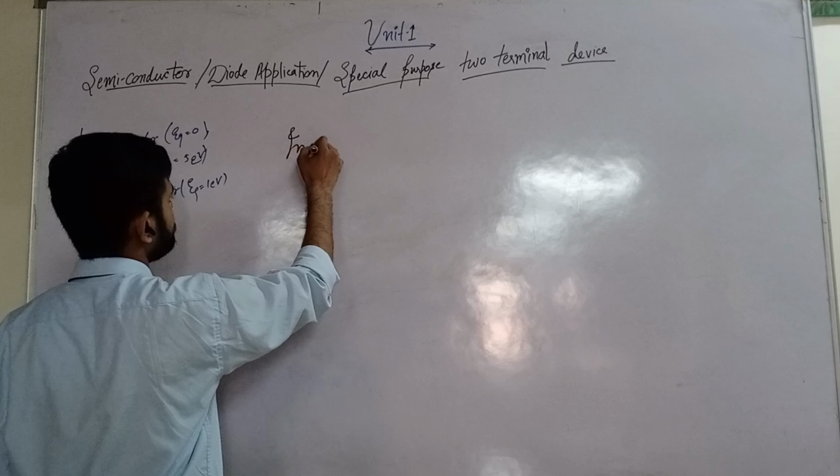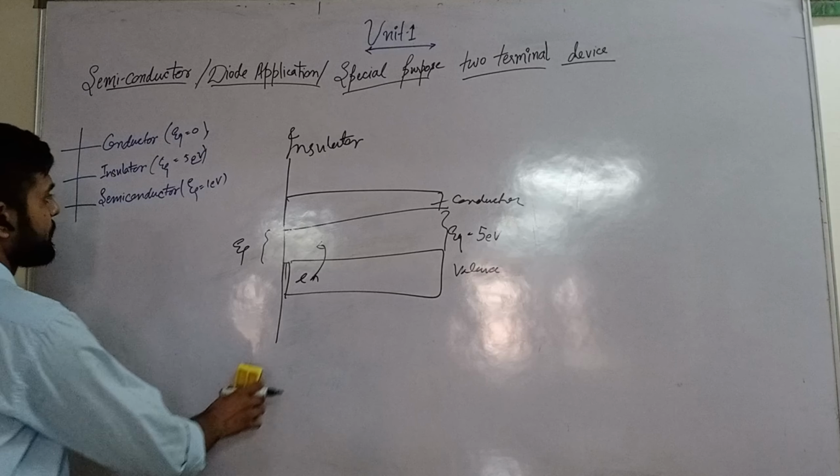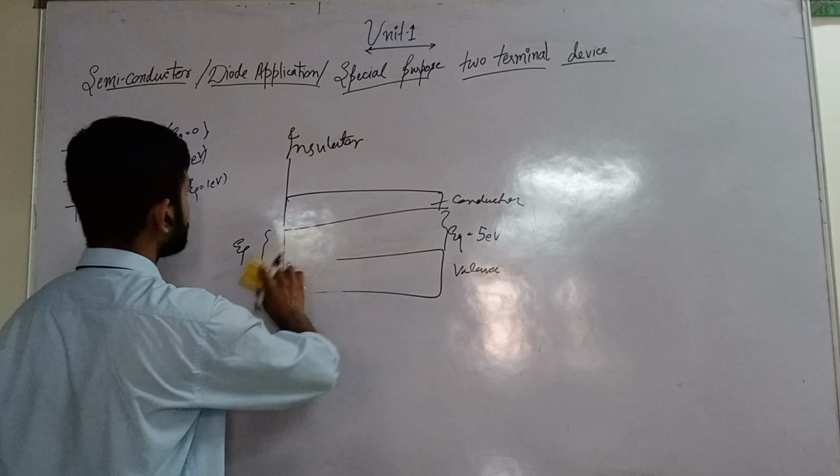Let us go to the insulator. This is the conduction band and this is the valence band. The gap Eg is equal to 5 electron volts. The gap is very high, so electrons cannot jump to the conduction band. In this condition, current cannot flow from one band to another. So this is known as an insulator. In an insulator, no current passes through it.